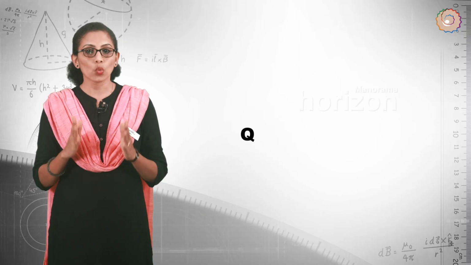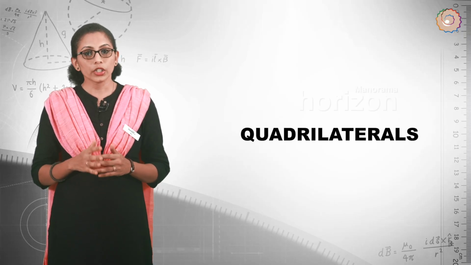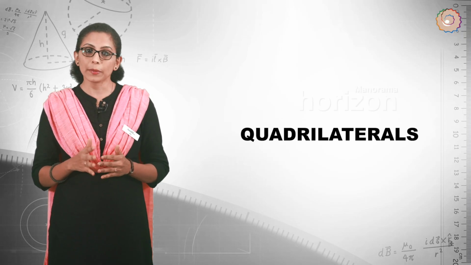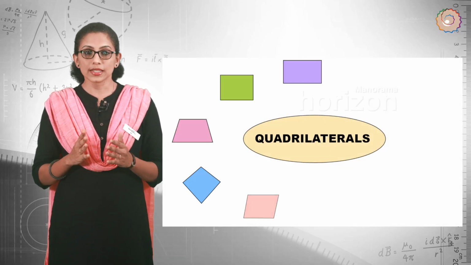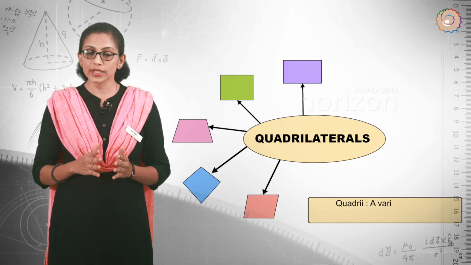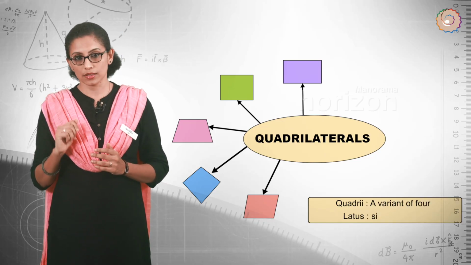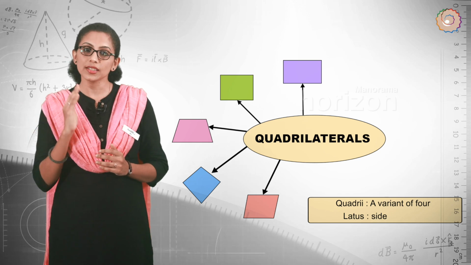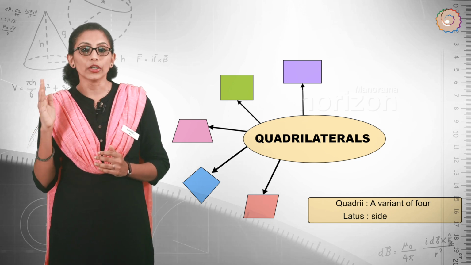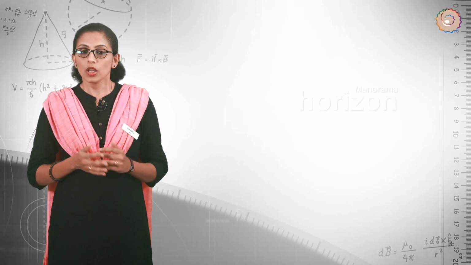They are called quadrilaterals. The topic will be introduced by the meaning of the word quadrilaterals. Quadrilateral is derived from the Latin words quadri and latus. Quadri means a variant of 4 and latus means side. So, it is a 4-sided figure.